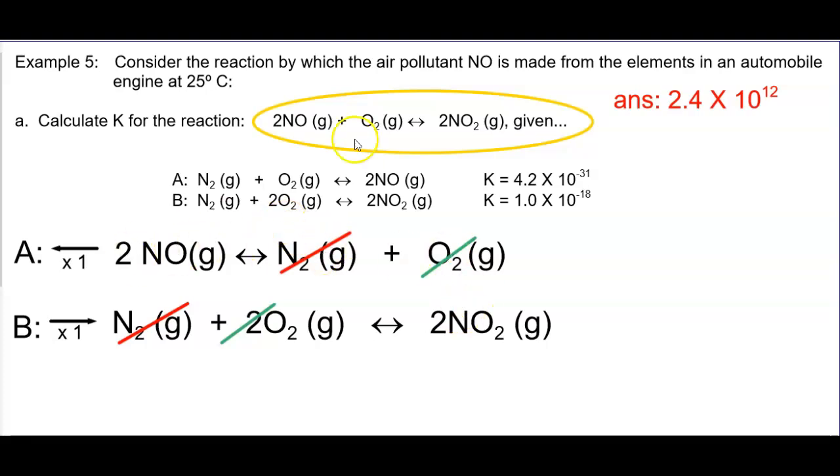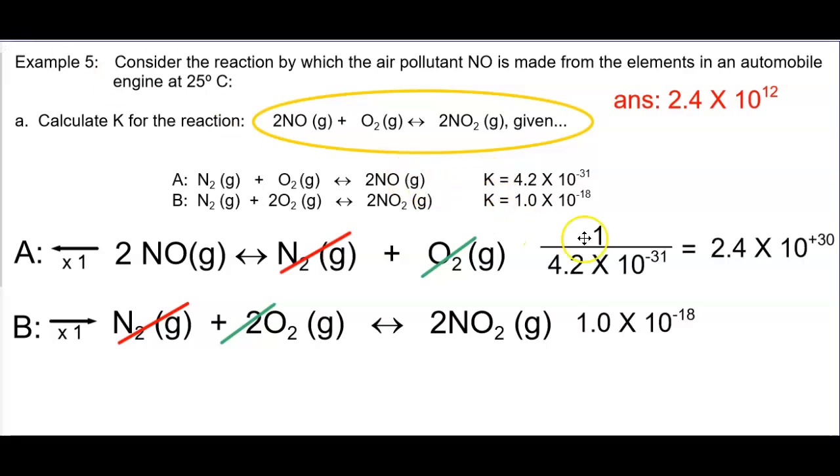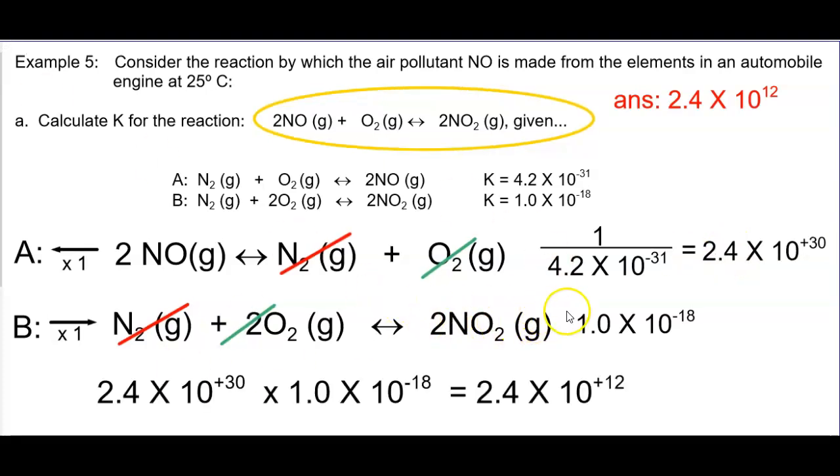So now that I know I got the equation I wanted, I need to apply the rules of equilibrium constants to my K's. Here I reversed the reaction, so when I reverse the reaction, I take the reciprocal. I put my K under 1 and I get my answer. Make sure you know how to use your calculator to get these. Try it out, please. And then for B, I kept it forward and multiplied by 1, so it was the same thing. Then I multiply my two values to get my total.